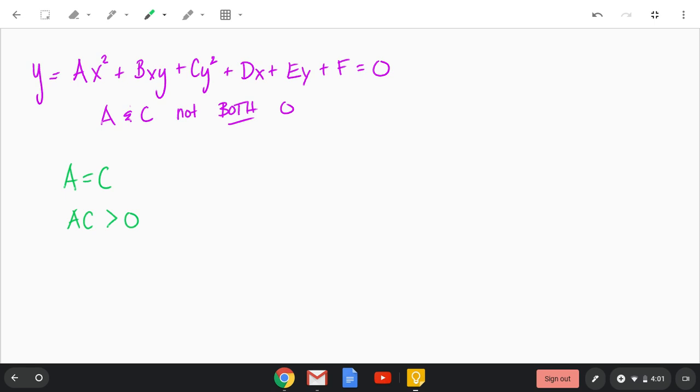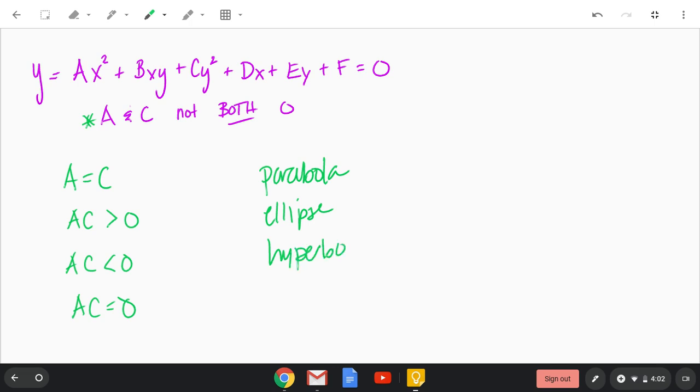That could also mean A and C could both be negative. And then another case would be A times C less than 0, so they have opposite signs. And the last one is A times C equals 0, but keep in mind they can't both be 0, so that just means that one of them is 0. You can probably pause right now and guess which each of these gives you. Remember your choices are parabola, ellipse, hyperbola, and circle.